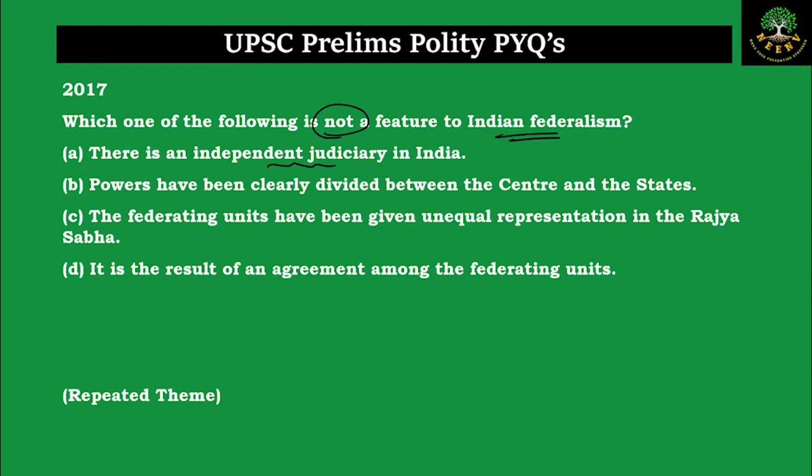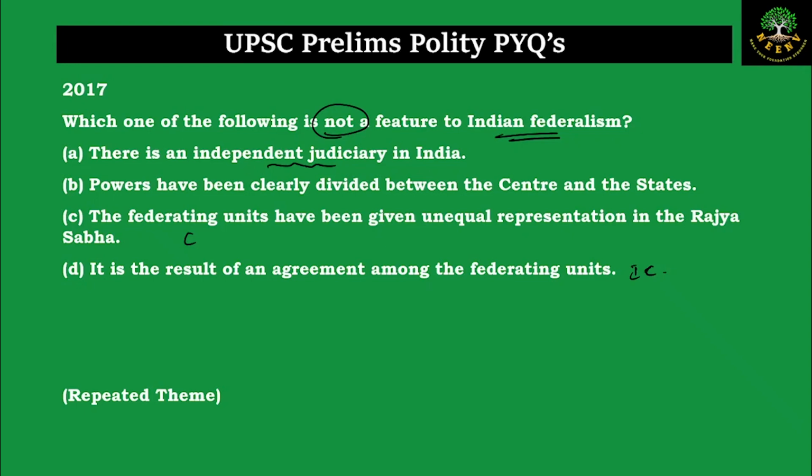Statement C. The federating units have been given unequal representation in the Rajya Sabha. The seats in the Rajya Sabha are divided based on the population. So because of the population differences, different states have different numbers of seats in the Rajya Sabha. So this is also correct with respect to the Indian federalism. It is the result of agreement among the federating units. No, this is incorrect, because Indian federation is not formed by the states coming together. It is the union which was there, and the states are divided for the sake of administrative convenience. Whereas in the US, the states came together and they formed the United States of America.